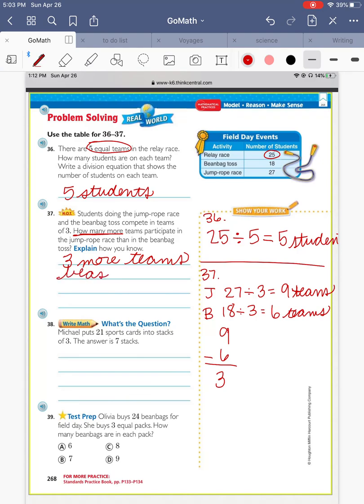Because it wants us to explain, we figured that out because we found the difference between the two totals.